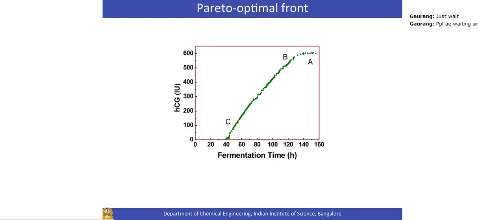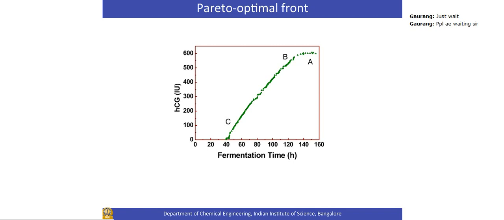Remember, we are doing here what we call a multi-objective optimization, and here we get what we call a Pareto optimal front. What is a Pareto optimal front? Once again, on the x-axis, I have operating time or fermentation time, and on the y-axis, I have protein amount, the protein of interest, in this particular case, SC. This is called the Pareto front, and it gives us the following information.